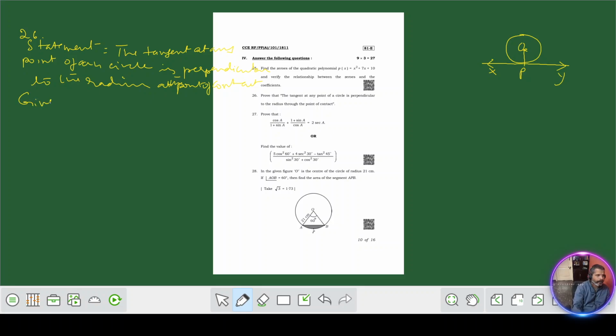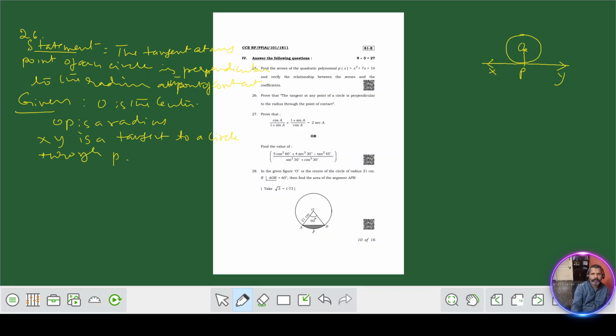Then, given: O is the center, OP is a radius, XY is a tangent to the circle through P. The point of contact you have to mention. To prove. What we have to prove? Perpendicular means OP is perpendicular to XY. Okay.